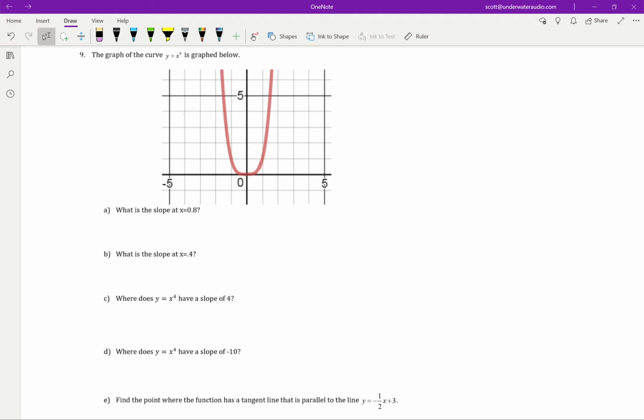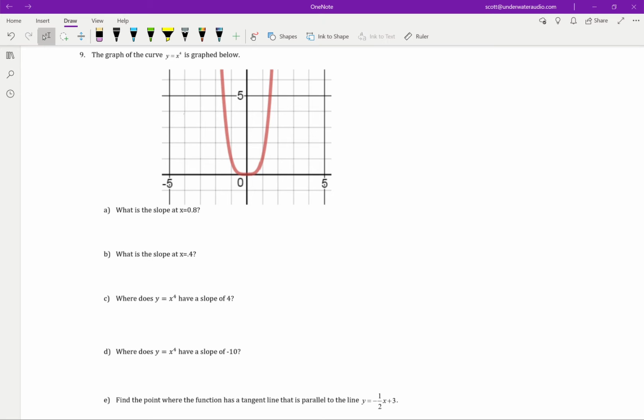Okay, so welcome back. We are working on problem number 9, which is the last problem in this section, and it's kind of a wind down. It puts together a whole bunch of concepts, not just from section 1.3, but also 1.2 and 1.1. So let's dive in. The graph of the curve y equals x to the fourth is graphed below.